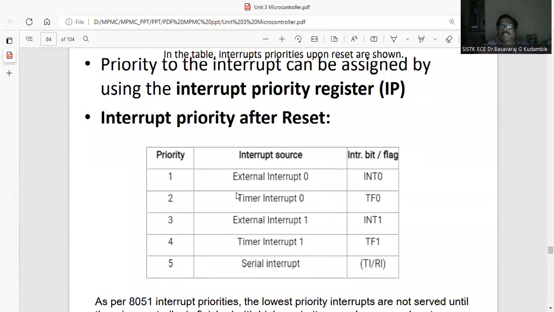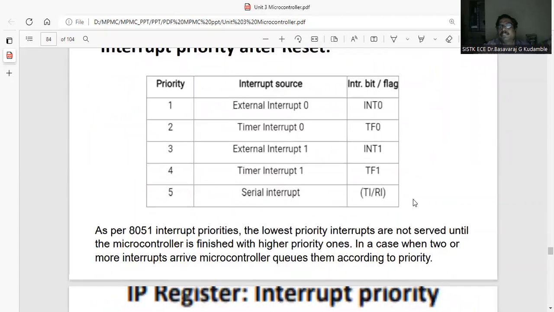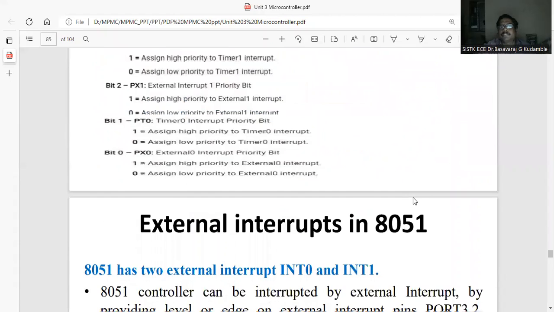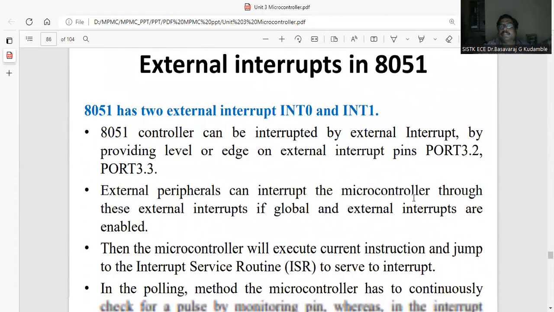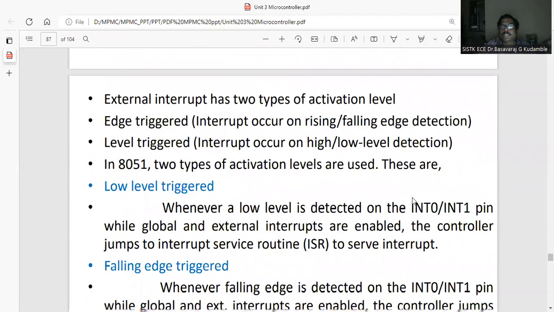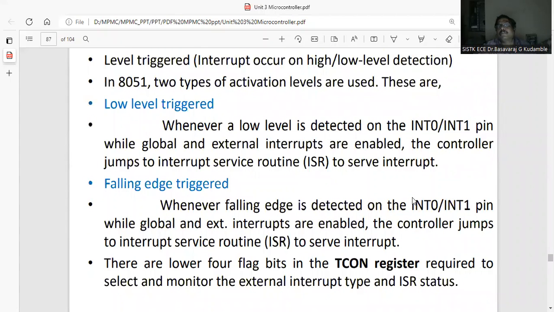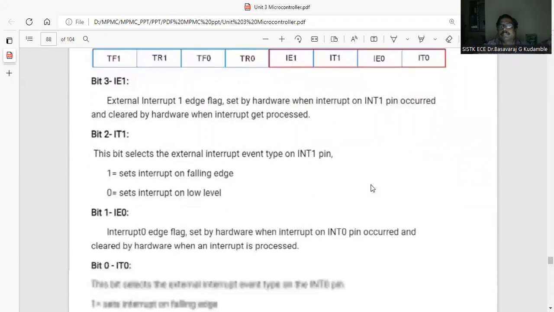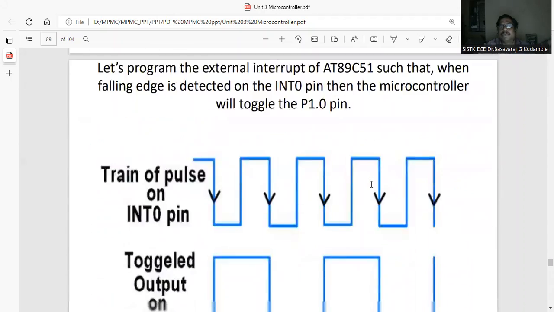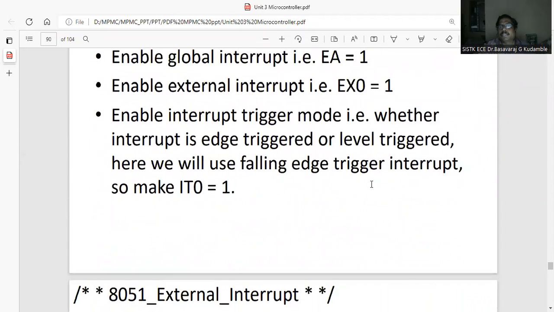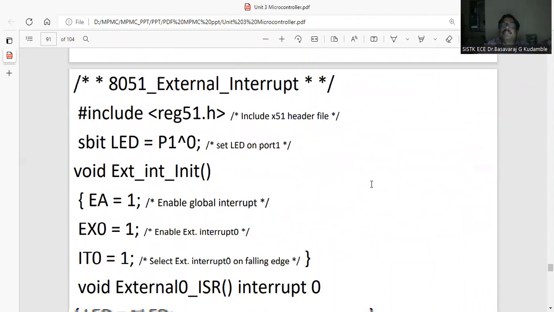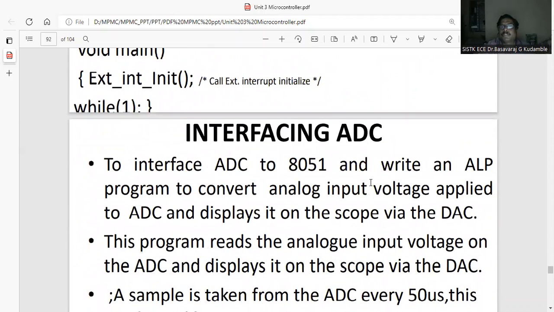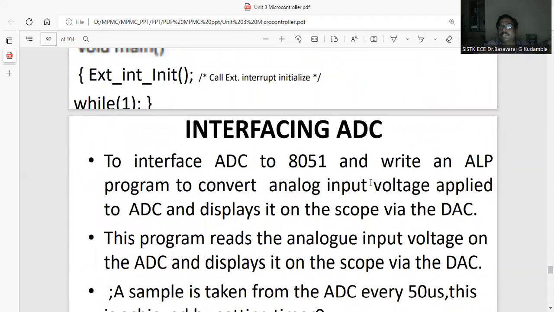Priority also: these are the default priority. You can change the priority by using the interrupt priority register. External interrupts can be low level triggered or falling edge triggered. You can make it by using this TCON register. Corresponding bits you can make 1, so that either you can make it edge triggered or you can make it low level triggered. Okay, this we'll see in the next class.